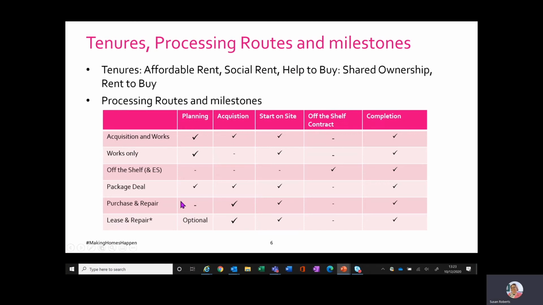Just to point out at the bottom, the lease and repair that has got a star after it, that lease and repair is only available under an empty homes offer line. Everything else can be bid for under all circumstances. So I'm not going to talk you through what exactly is in that table. If you want to look at it in more detail, please take a screen clip or pause the video at this point.